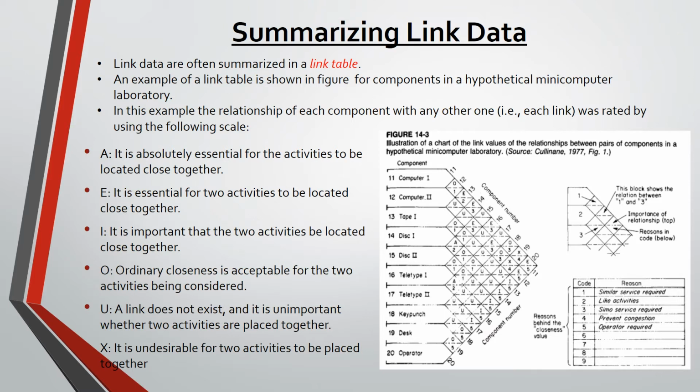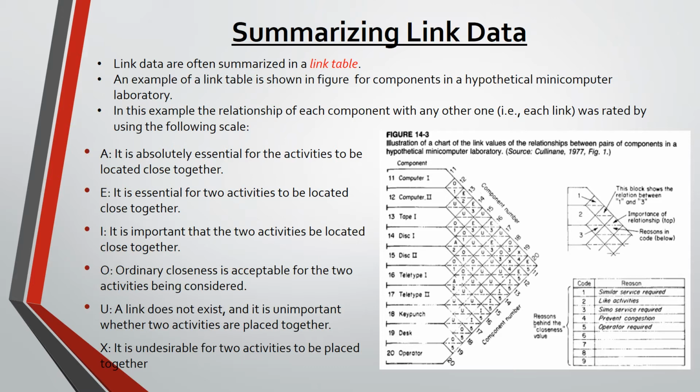Now, how do we summarize various link data? Link data is often summarized in a table as shown in this figure. This is called the link table. An example of a link table is shown in the figure for its components in a hypothetical mini computer laboratory. In this example, each relationship of the component with any other was rated using the following scale. That is, we use a scale to categorize or summarize the link data.